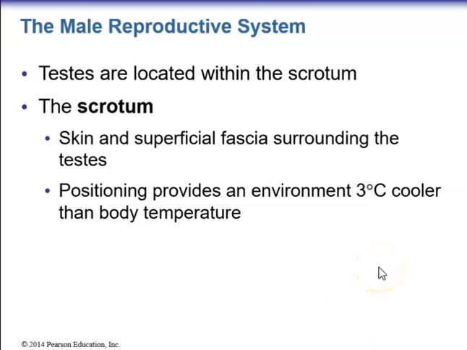For the male reproductive system, the testes are the primary reproductive organs of the male and are located within the scrotum. The scrotum is made up of skin and superficial fascia surrounding the testes. Now, the position of the scrotum provides an environment 3 degrees centigrade cooler than body temperature. And this is important because that temperature is ideal for sperm production.